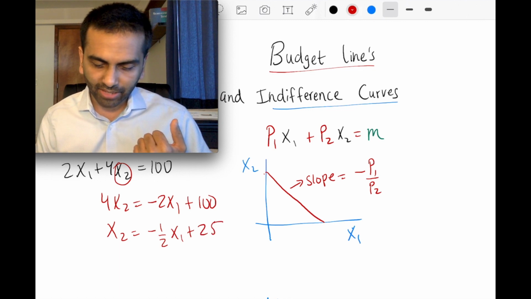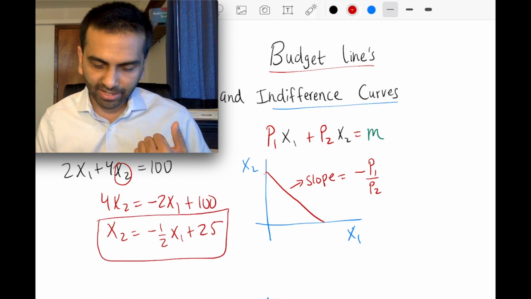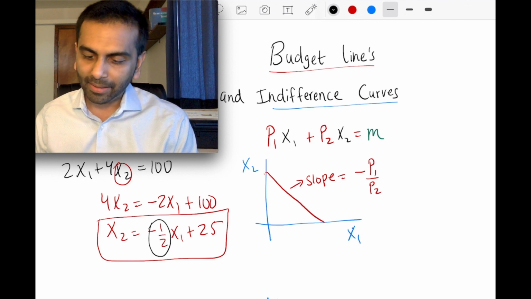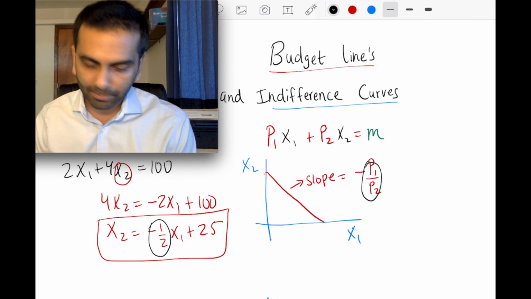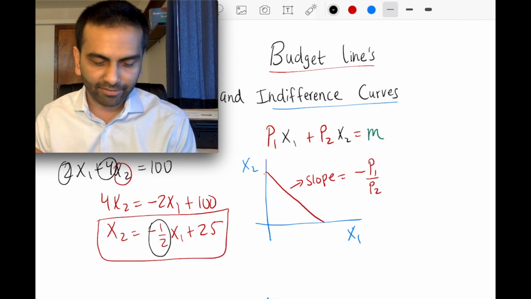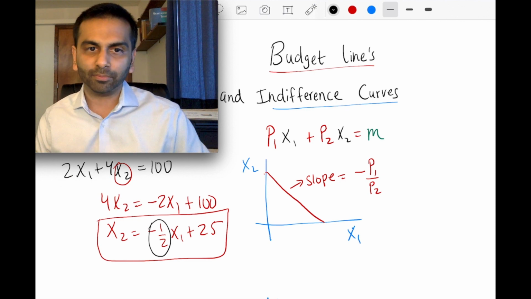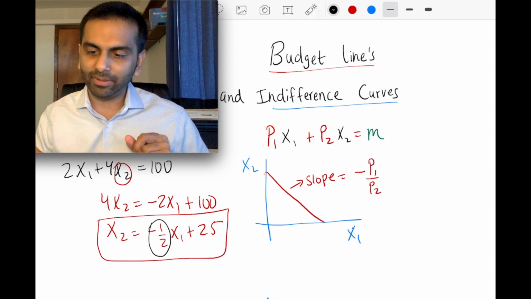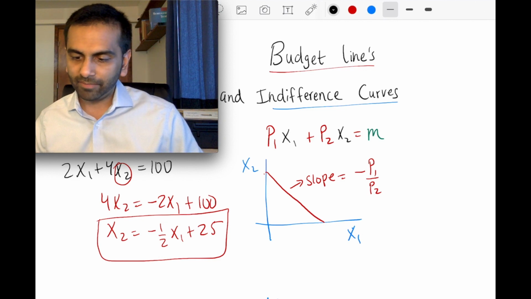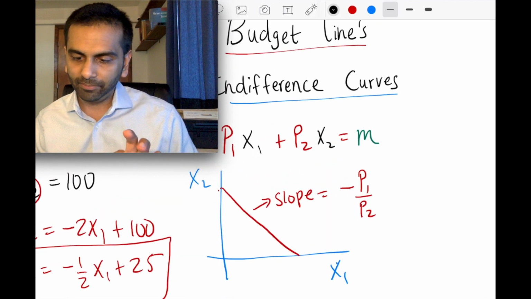So this budget line, notice the slope on it is negative 1 over 2, and that's the exact ratio of P1 to P2. 2 over 4 is 1/2, and negative because it's a downward slope. And so again, that's not just a coincidence, and here's why. Let's look more generically here.